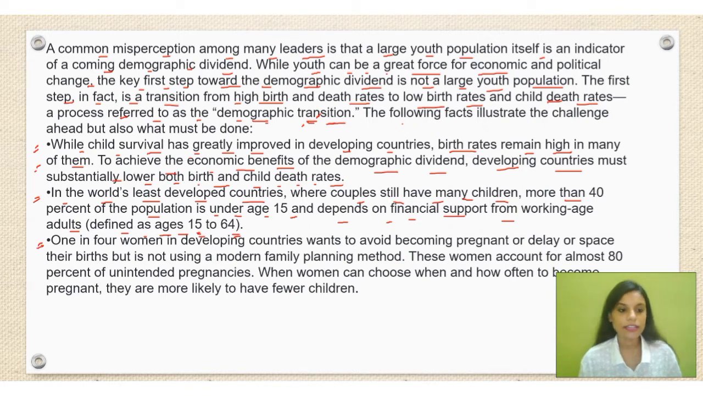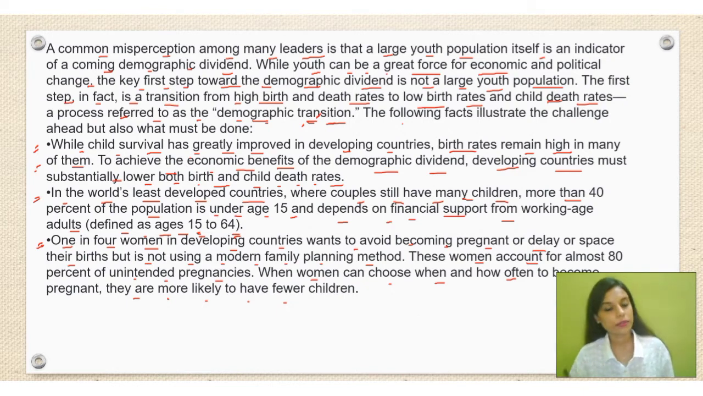Another illustration I have given, 1 in 4 women in the developing countries wants to avoid becoming pregnant or delay or space their births, but is not using a modern family planning method. These women account for almost 80% of the unintended pregnancies. When women can choose when and how often to become pregnant, they are more likely to have fewer children. So these things you can include in your answer just to complete whatever is being asked in your question.